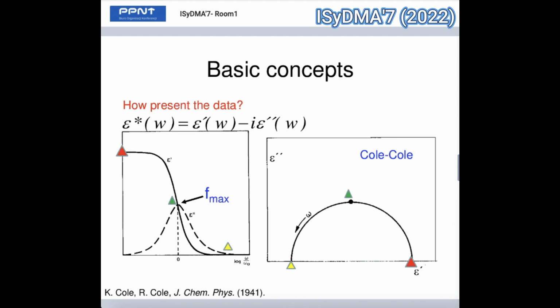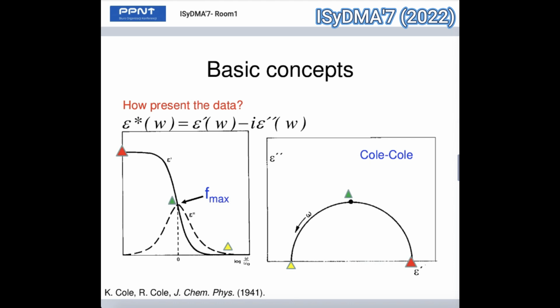So, how can we present the data? We know that epsilon prime usually in many materials decreases with frequency. That is, when we increase the variation of the electric field, at a certain moment the dipoles cannot align with the electric field that is moving very quickly. And then usually epsilon prime decreases. We have something like that.